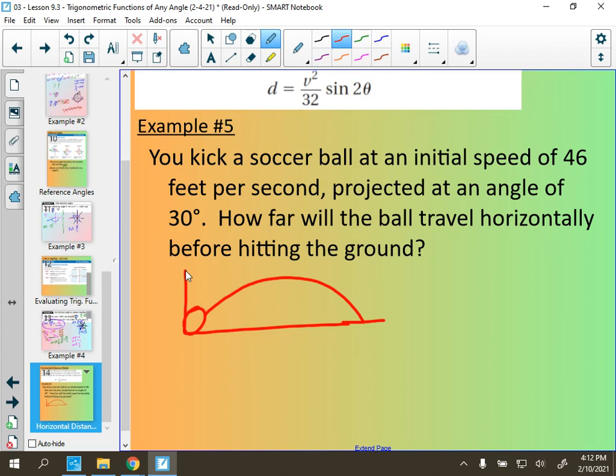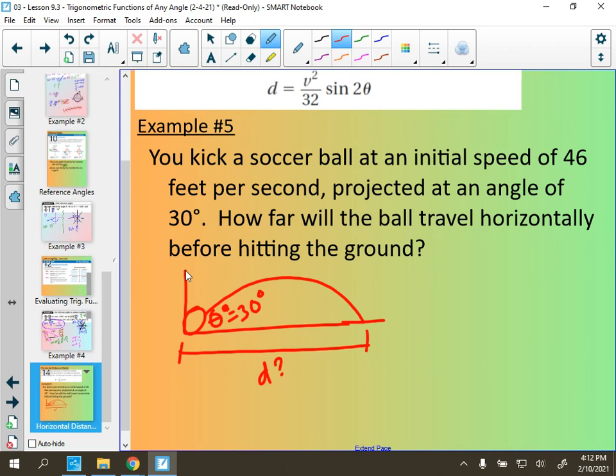It's telling us our launch angle is 30 degrees. Whoops, theta equals 30 degrees. So we kicked it at a 30 degree angle. Apparently my foot is able to kick it at 46 feet per second. How far will it travel before it hits the ground?